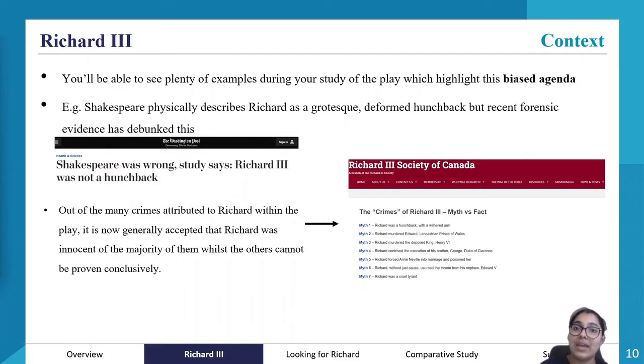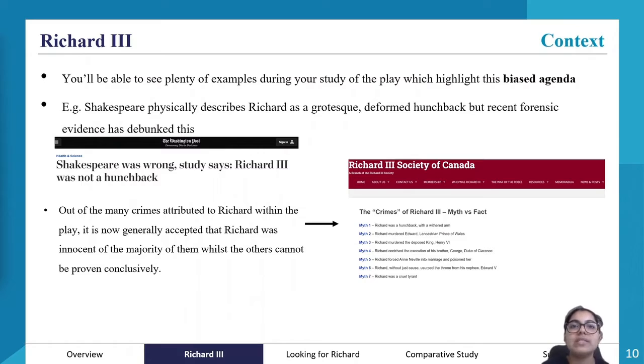Well, what Shakespeare does is that he adheres to the Levitical doctrine, and that's this idea that if you are unnatural in any way, if you look different, if you have any deformity, if there's something physically wrong with you, that is a sign of the fact that you are evil by nature.